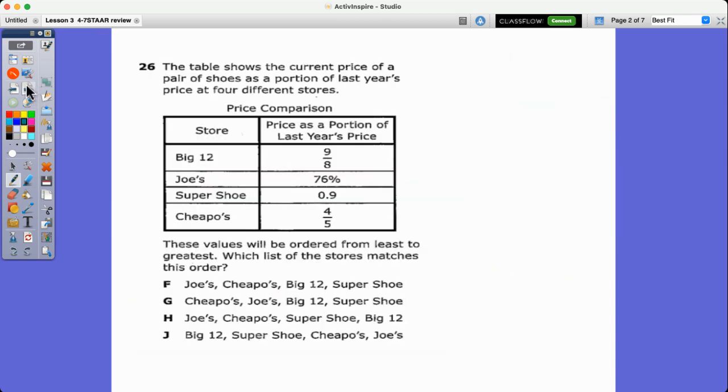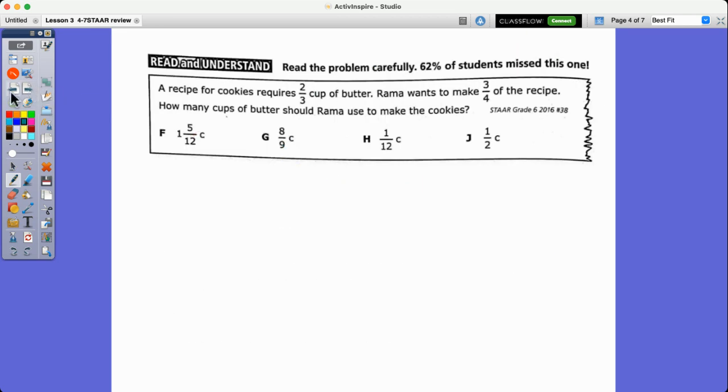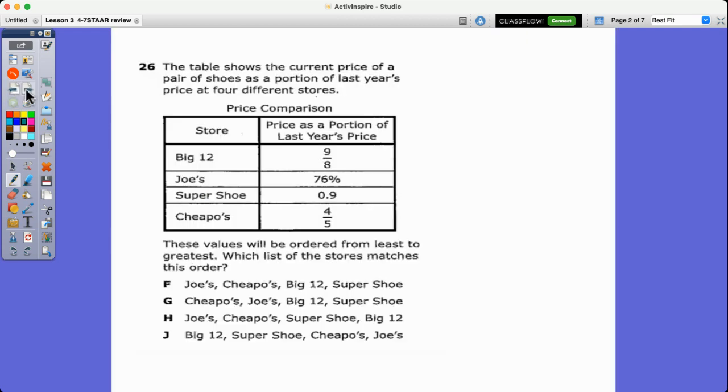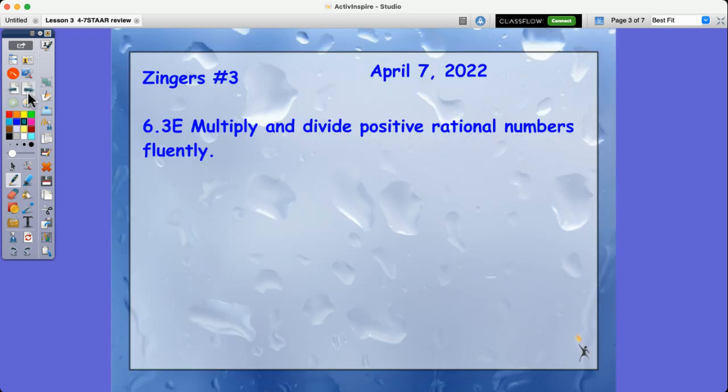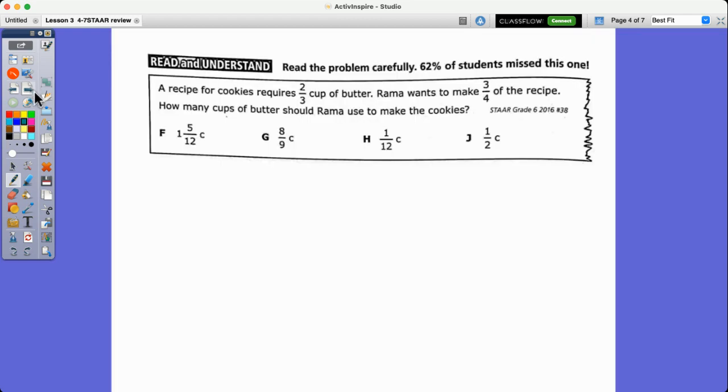Okay, today we are going to multiply and divide positive rational numbers fluently. So we are multiplying and dividing today, no adding and subtracting. I did pull this one out of the zinger because 62% of kids got this wrong. And I just want to go over a couple key terms. So if you have that book, pull it out.